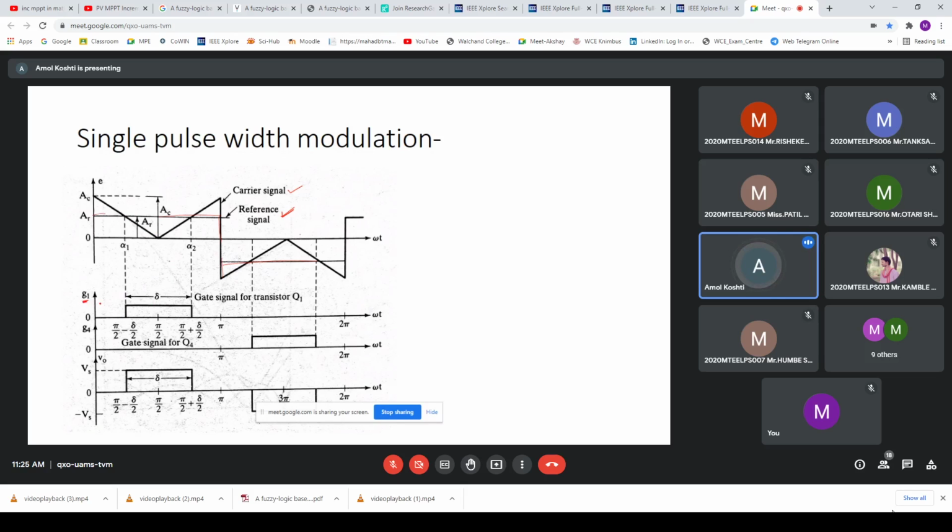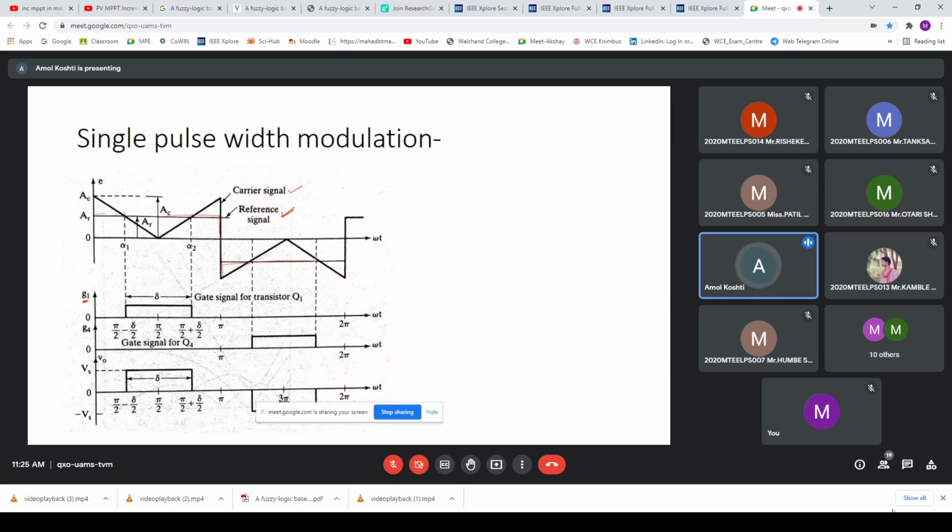We have to produce the gate pulse, so we are comparing this. Maybe you have used this concept in MATLAB for simulation. Here we have to give the condition where we want the output which is more than carrier, or less than carrier. Based on this, this pulse is taken separately, or this pulse is produced.